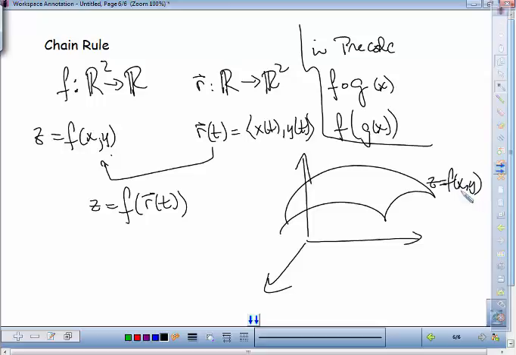Z is equal to f of xy. Tell me about R of t. Where does it live? How might it look? Any ideas?